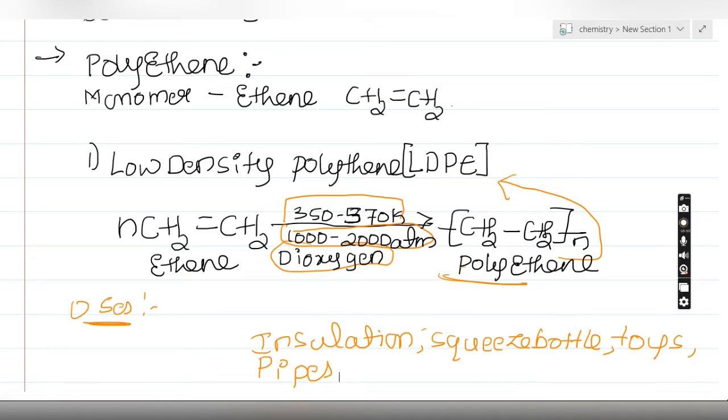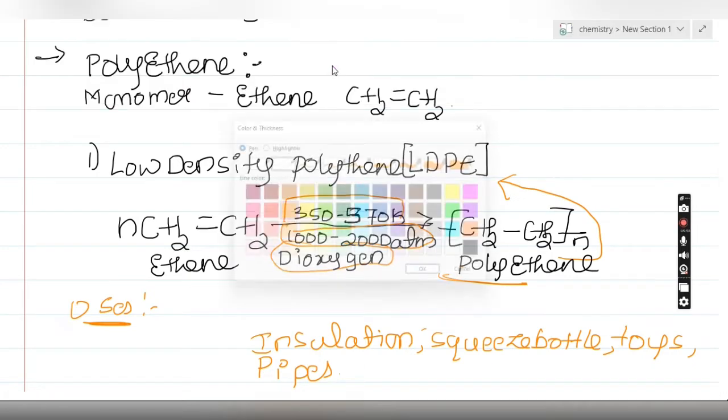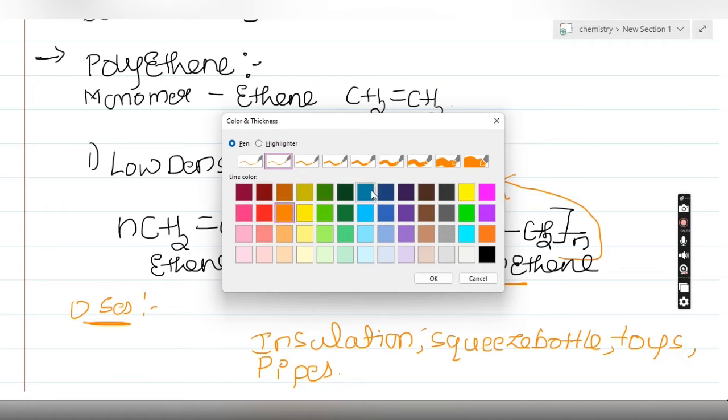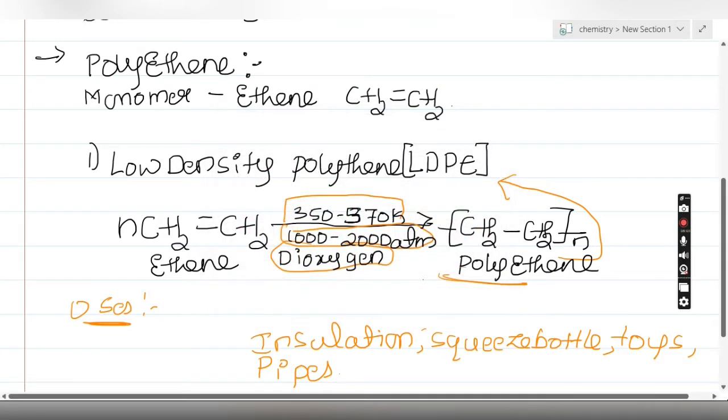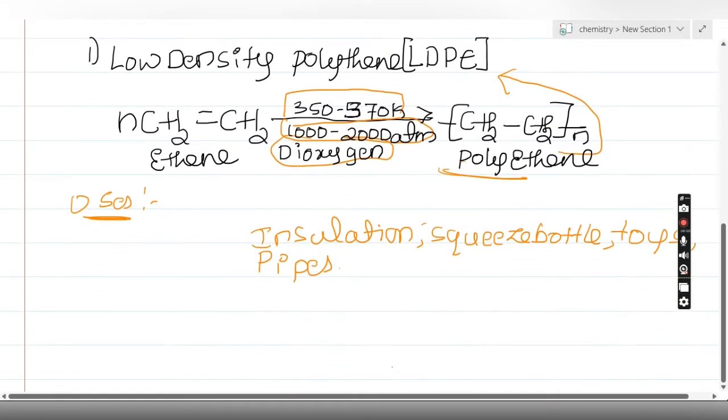Now under the polyethylene, there is one more type of polyethylene that we call high density polyethylene. So for high density polyethylene, obviously, as you know, the catalyst, temperature and pressure change, but the method of preparation almost remains the same. So now we are going with the second one, that is high density polyethylene. Preparation of high density polyethylene.